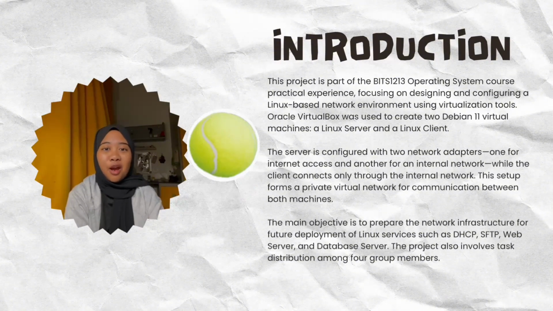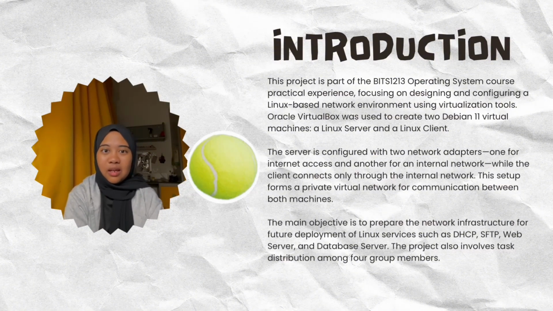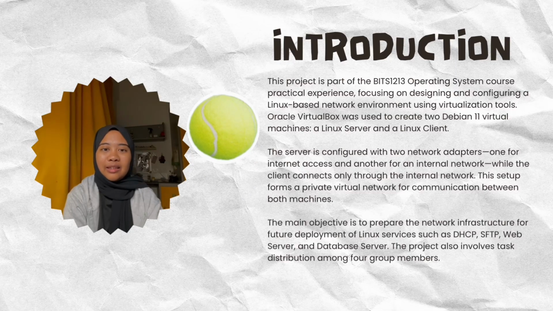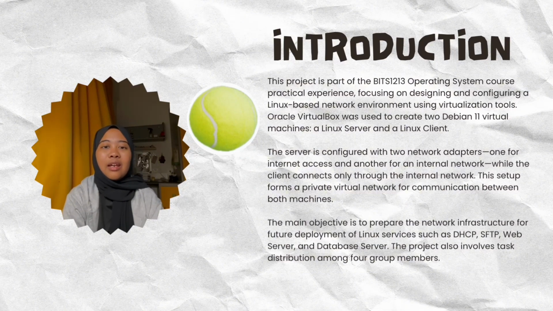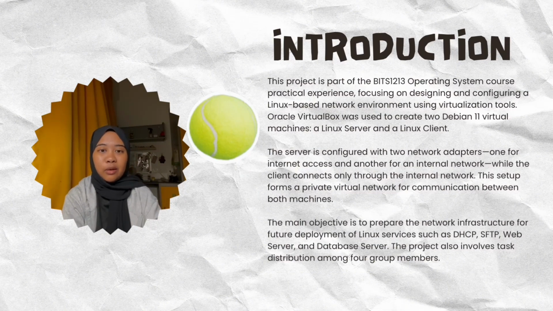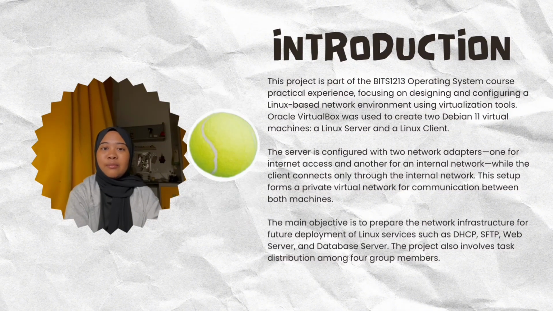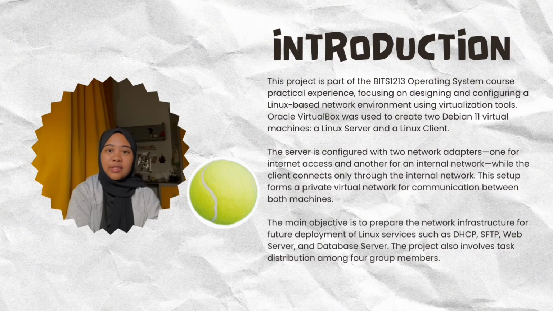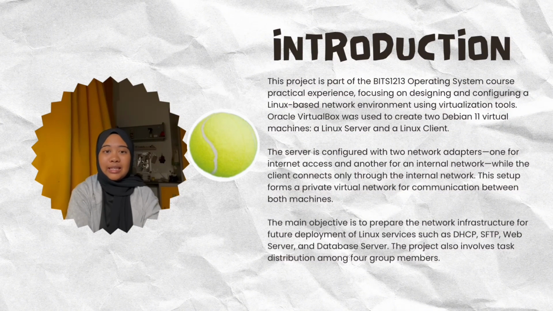So, here's how our network architecture works. The server is configured with 2 network adapters, one dedicated for internet access and another for our internal network. Meanwhile, the client machine connects exclusively to this internal network.